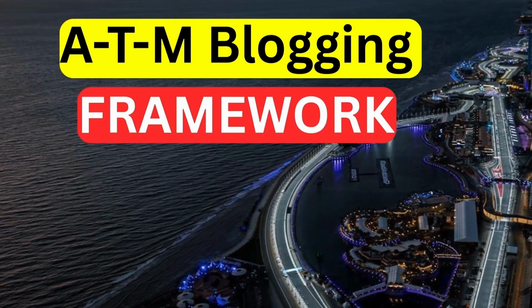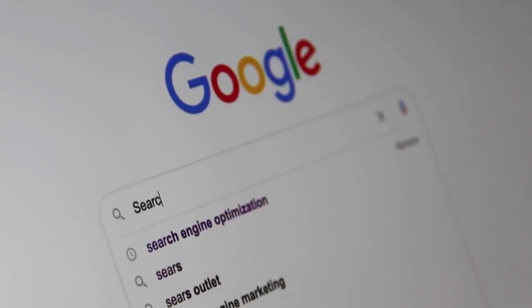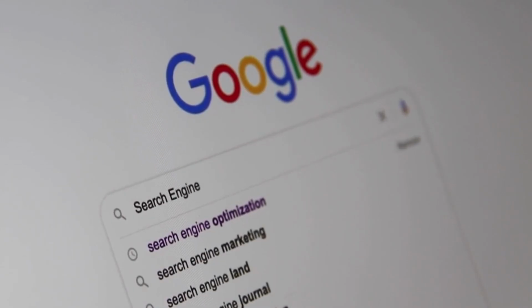Building an audience is the first pillar of this 3-step ATM blogging framework. And this is very important because this forms the foundation of your entire blogging system. Without having an audience, without being able to attract a specific audience, you cannot build a sustainable and profitable blog. So it is very important for you to first figure out who your audience is going to be.